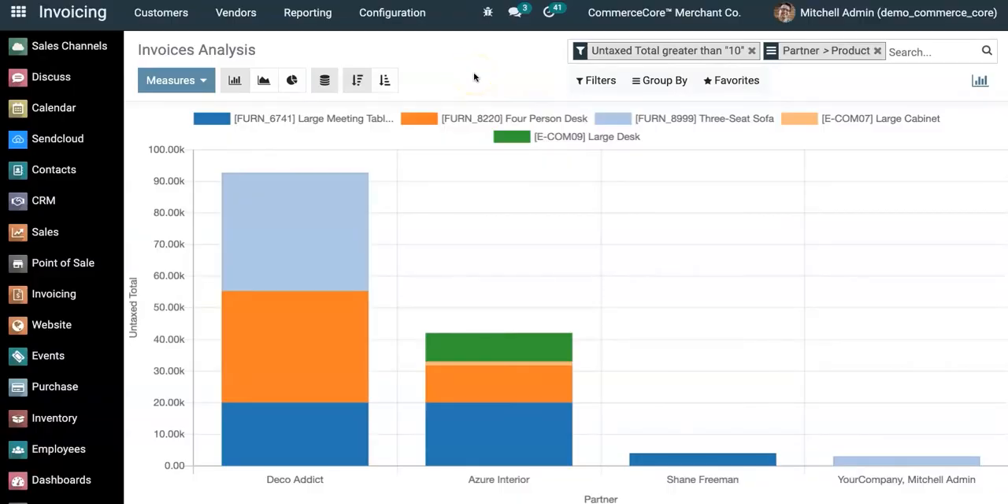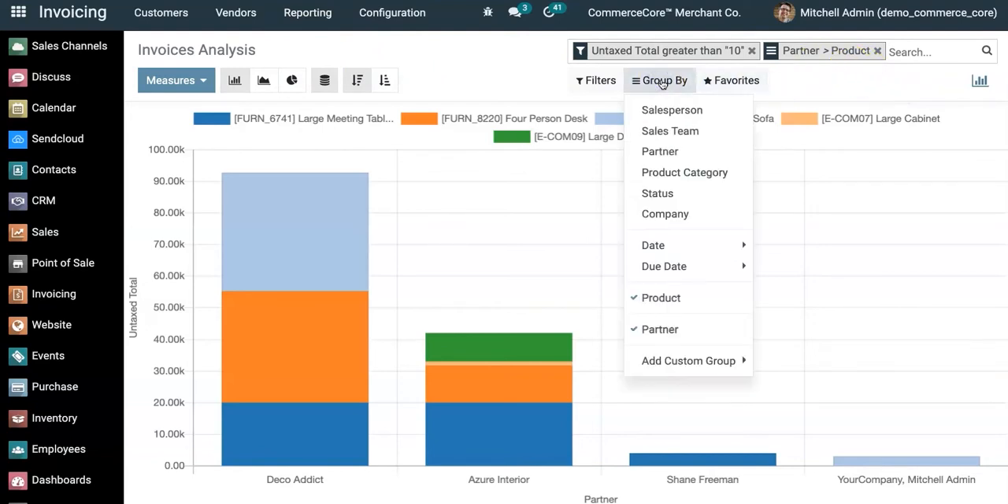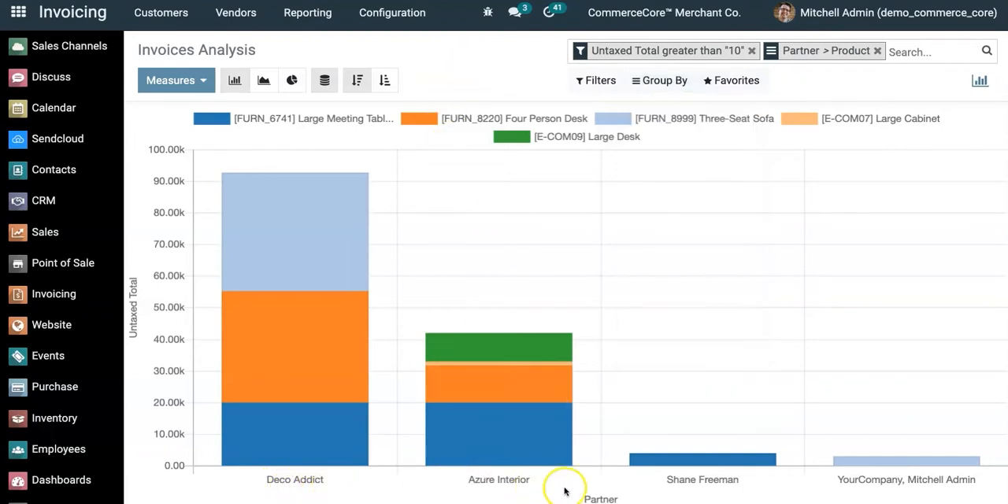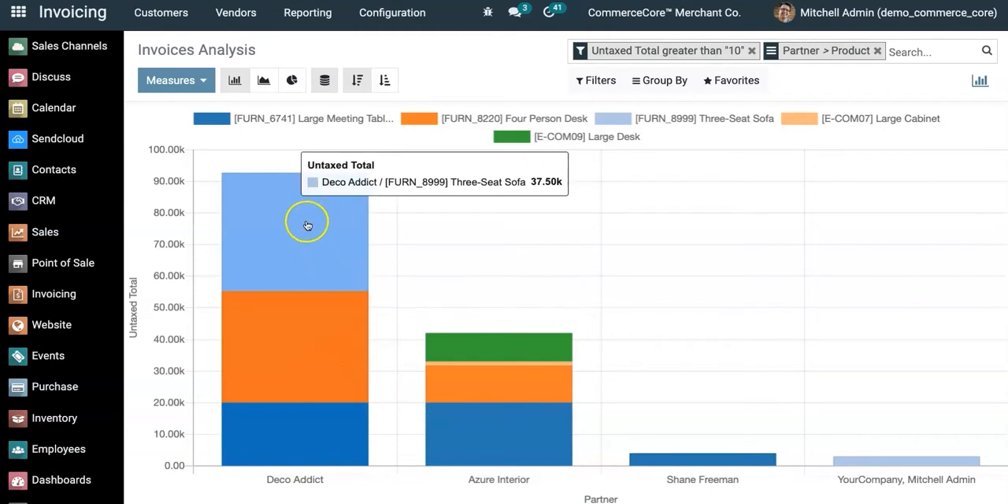Let's say you're analyzing your invoices and you want to understand how a certain cohort of your customers are buying, which products they're buying primarily, and at what approximate amounts. You want to go into your reports and invoice analysis, and group your report by partner and by product. Here on the x-axis are the partners, the customers, the 4 customers in this cohort, and these vertical blocks are the products that they have been buying.